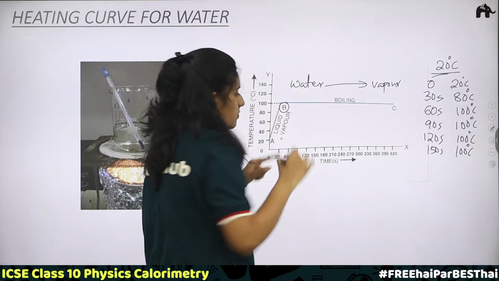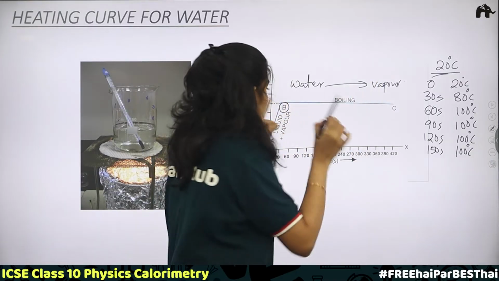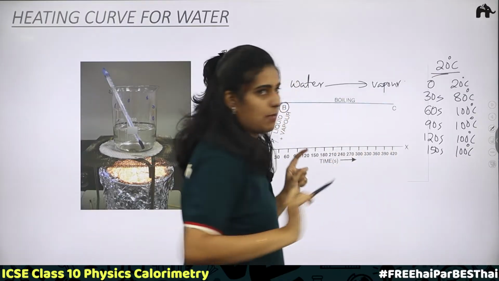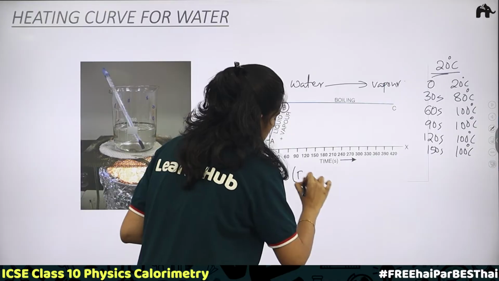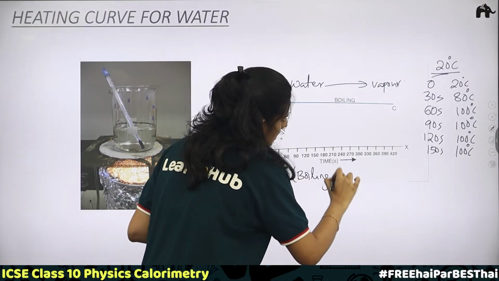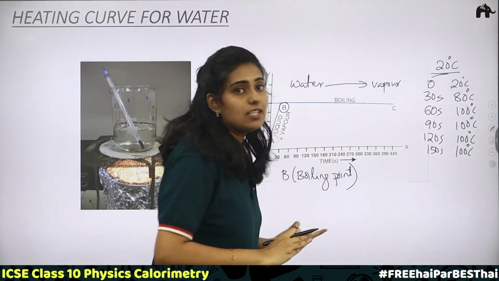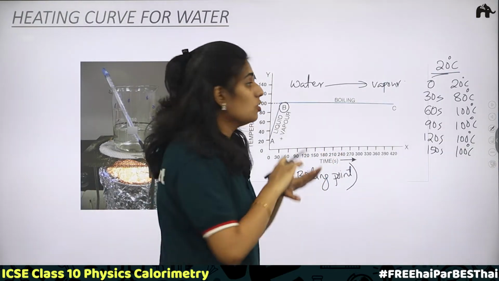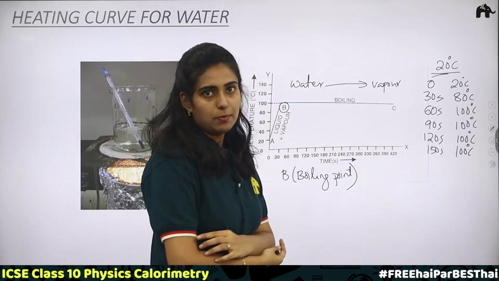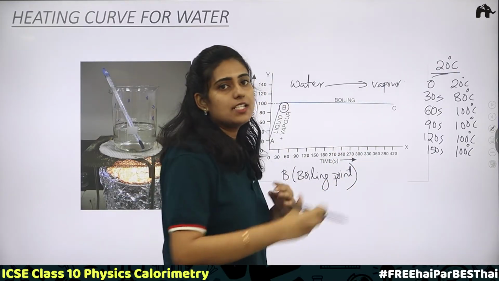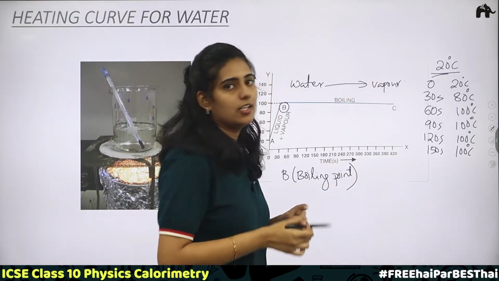When you reach the point B, what is happening? There is no increase. You are getting a line that is parallel to the time axis, parallel to the x-axis. So this point B is the boiling point. When water reaches this point, after that the heat energy is being used to convert the water molecules into vapor. There is no more increase in temperature until all the water gets converted into vapor. After that, there will be an increase in temperature of the vapors.